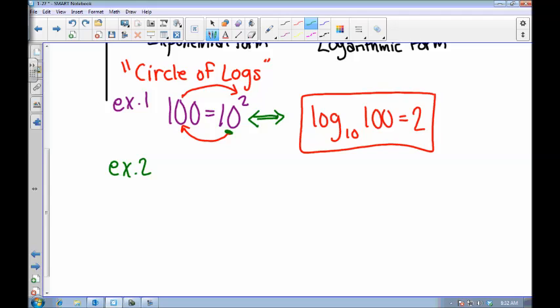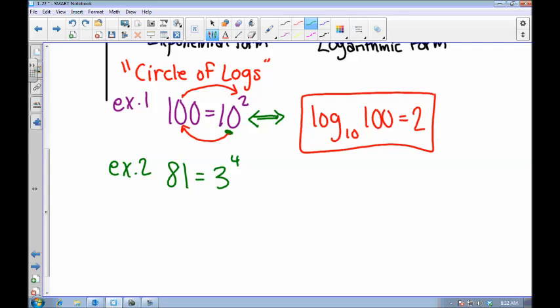Example 2. 81 equals 3 to the 4th. This is exponential form because it has an exponent and there's no logs. Logarithmic form has a log written, so it's easy to tell. Find the base, please. Put it up in the air.